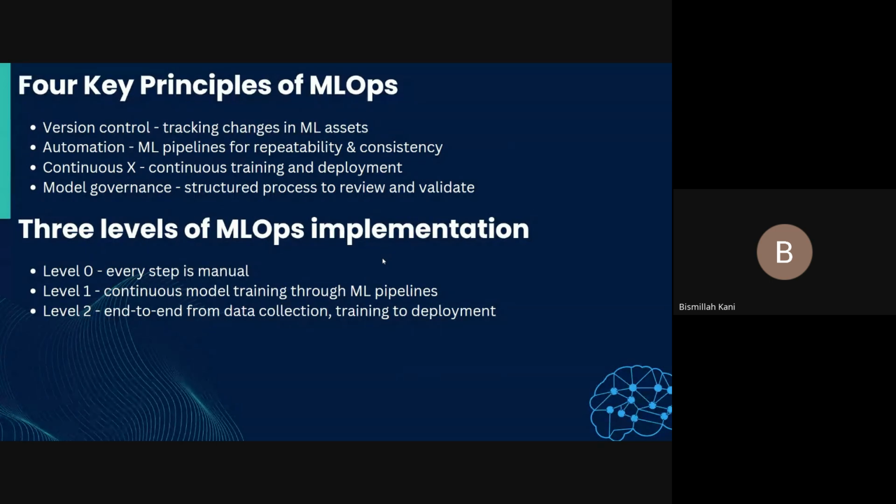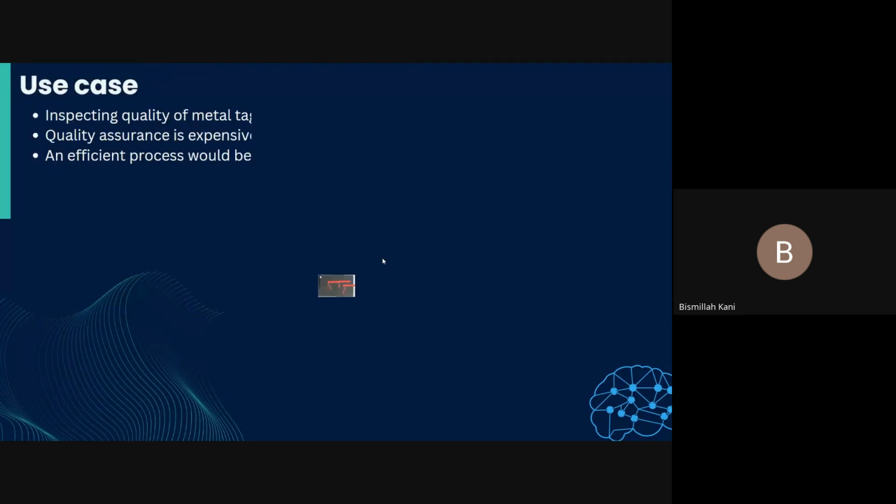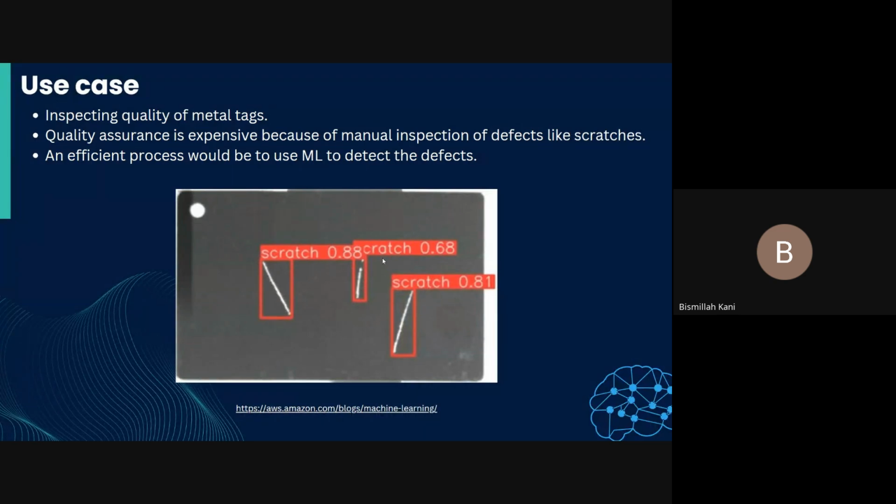Okay. So in the interest of time, I will move on. So today what we'll see now, we understood theoretically what MLOps is, what are the key principles MLOps is built on, and what are the different levels of MLOps. Now let's take a practical use case and apply the MLOps principles to this use case, and see in practice how MLOps can be implemented using AWS SageMaker.